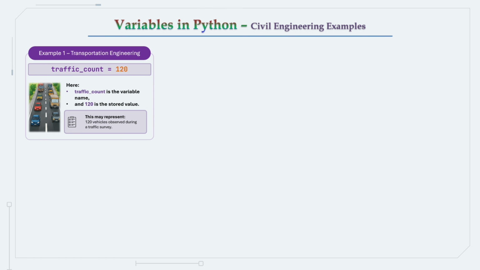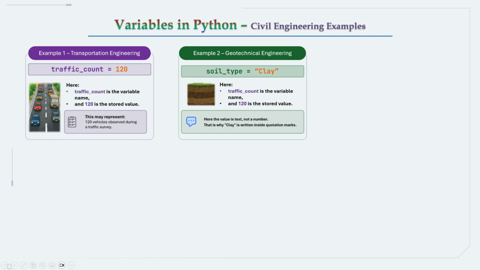Now let us take another example from geotechnical engineering. soil_type = "clay". Here the clay has been written within double quotation. Here in this line of code, the value is not a number, it is a text. That is why the word clay is written inside quotation mark. In Python, numbers can be written directly, but the text data is usually written inside quotation mark.